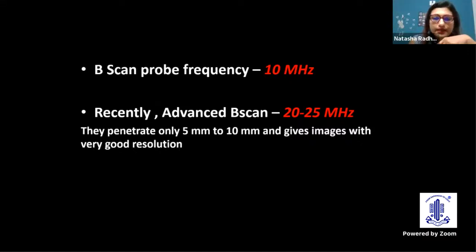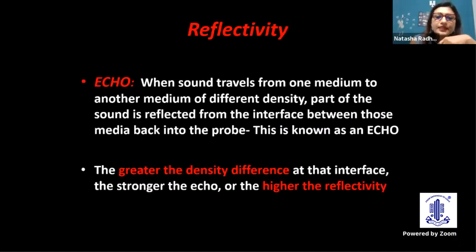The B-scan probe frequency is around 10 megahertz, while we have an advanced B-scan now about 20 to 25 megahertz that will penetrate only 5 to 10 millimeters. Now, what is the image that we see? It is called an echo. It is the sound that is reflected from the interface between two media when sound travels from one media to another of different density. And the greater the density difference, the higher the reflectivity.